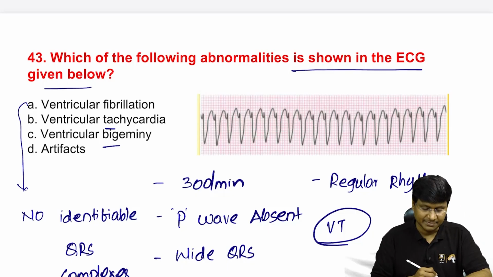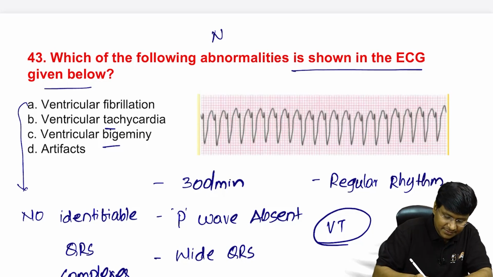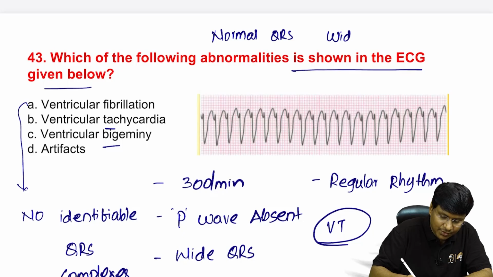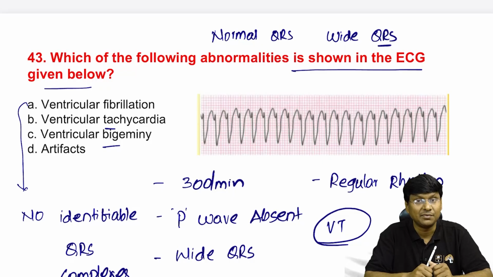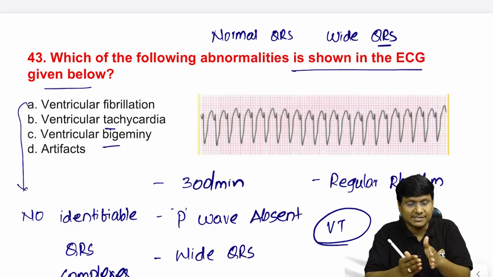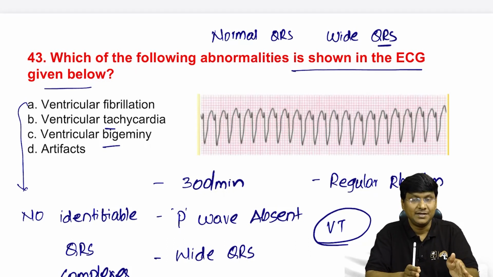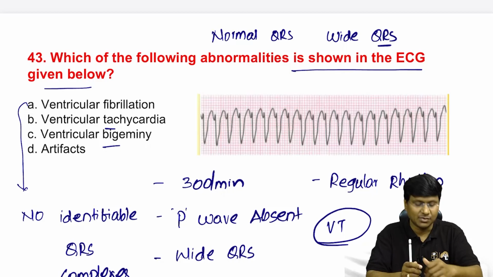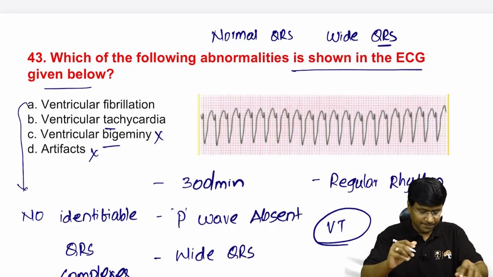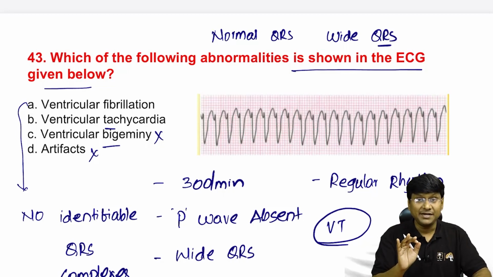Then you take ventricular bigeminy. In ventricular bigeminy, one will be a normal QRS complex, and exactly the alternate QRS complex will be the wide QRS complex, with absent P wave. But here, if you observe, all the QRS complexes are wide, so this is not ventricular bigeminy, and it is not artifacts as well. So the answer here is ventricular tachycardia, and that too a monomorphic ventricular tachycardia.